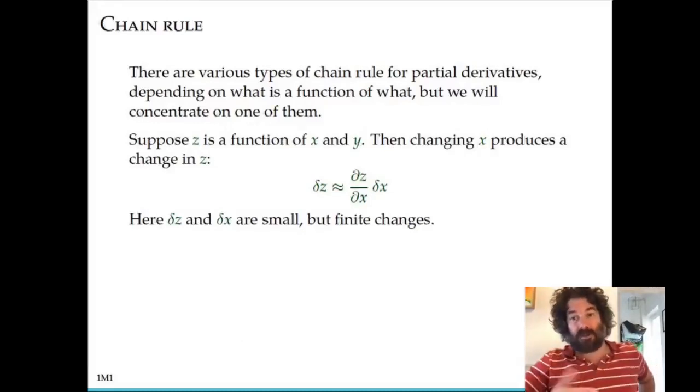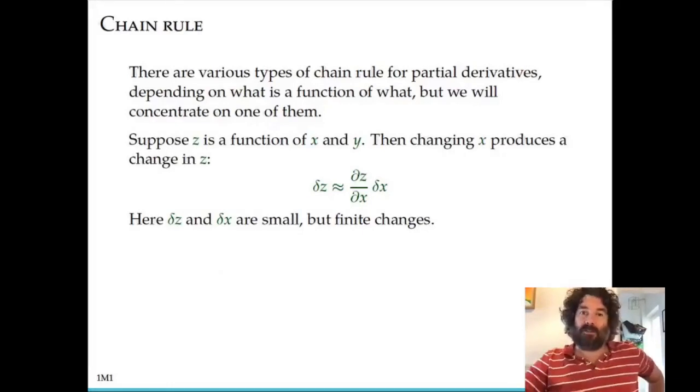So the case we'll look at, we have a function z. We'll assume it's a function of two variables x and y. And for the chain rule, later on we'll consider that x and y are functions of another variable t. But for the moment we'll just think of this function z of x and y.